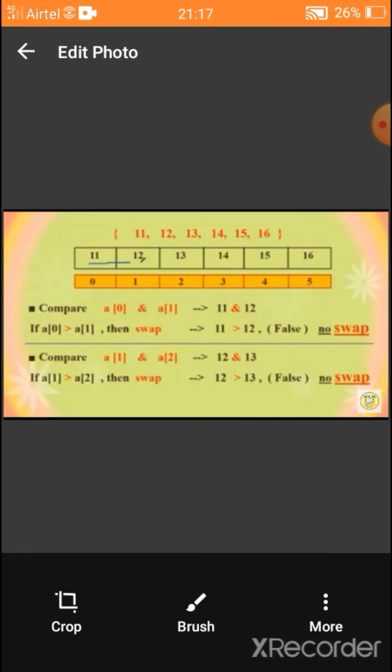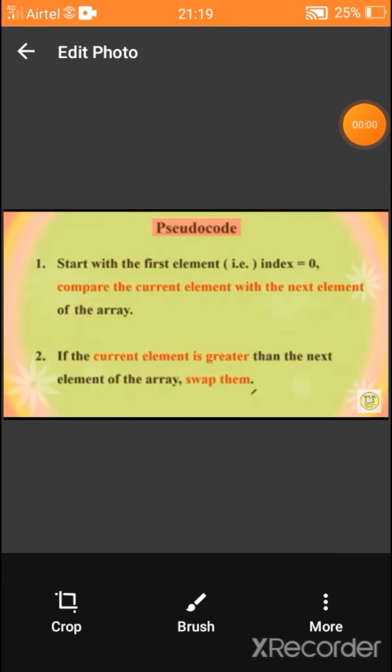Can we have the pseudocode for the bubble sort algorithm? Do you remember what pseudocode is? Pseudocode is an outline or a rough draft of a program. So now look at the pseudocode for the bubble sort algorithm. It defines the steps the bubble sort follows to sort the elements in an array.